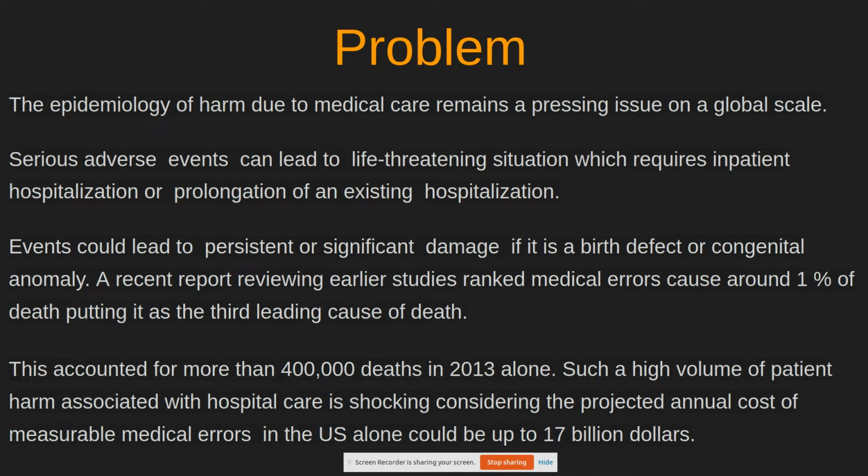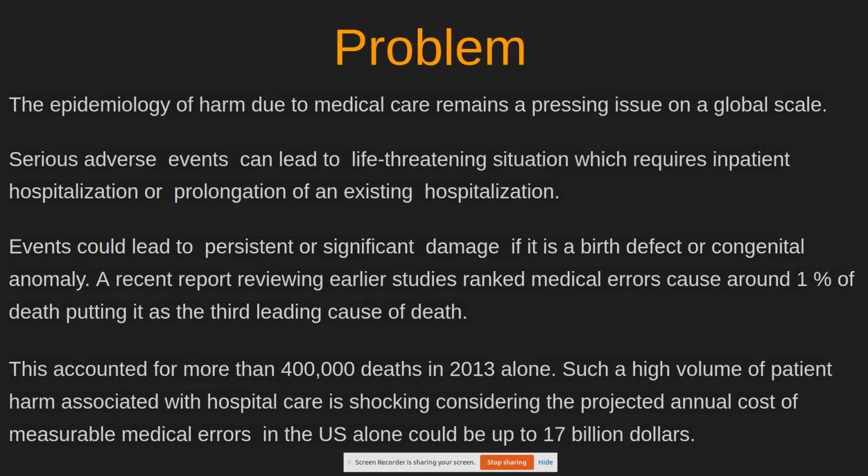The epidemiology of harm due to medical care remains a pressing issue on a global scale. Serious adverse events can lead to life-threatening situations, which require inpatient hospitalization or prolongation of an existing hospitalization. Events could lead to persistent or significant damage if it's a birth defect or congenital anomaly.